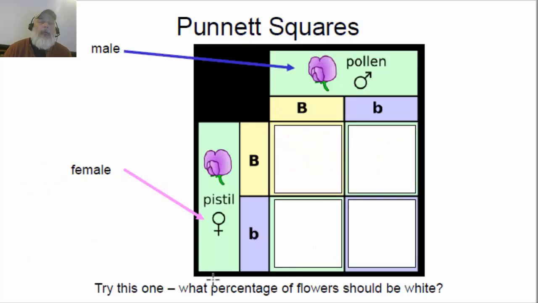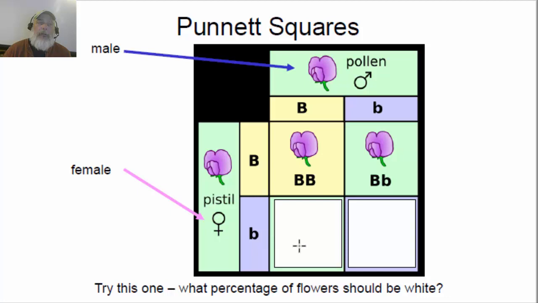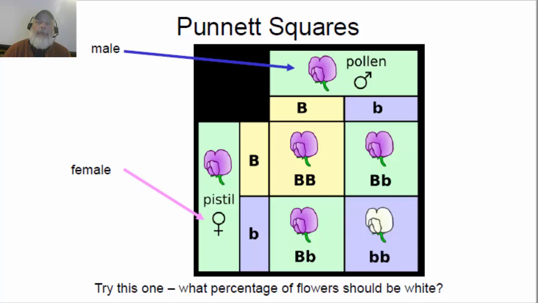Let's try this one. What percentage of flowers should be white? Well, to be able to figure that out, just do the Punnett square. So we have big B, little b versus big B, little b. Here's mommy, here's daddy. Daddy gives big B, mommy gives big B. Take a look over here. It's going to be big B and little b. Over here, it's going to be little b and big B. And over here, it's going to be little b and little b.